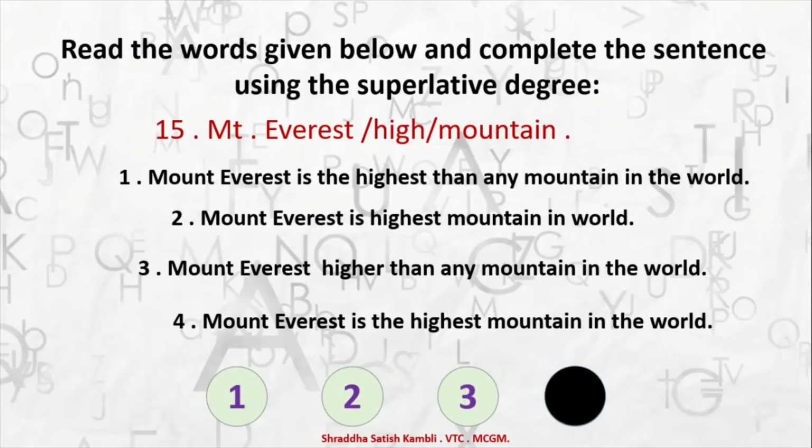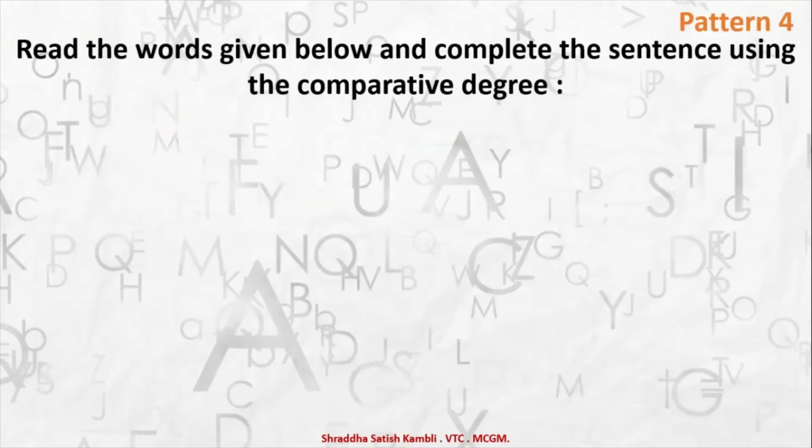The second one just missed. Mount Everest is highest mountain in the world. It missed out the, that is why it is wrong. So the fourth one is the right answer. So this was our third pattern, children. Now we move on to the last pattern. Okay, and let's take a look at 5 questions or examples in this pattern as well.